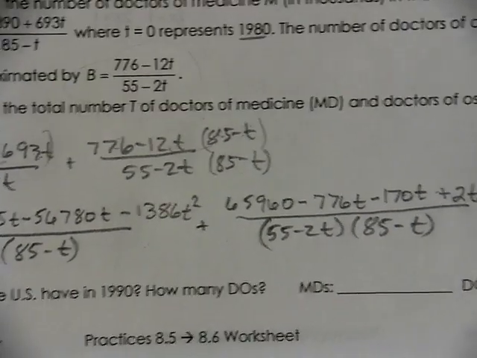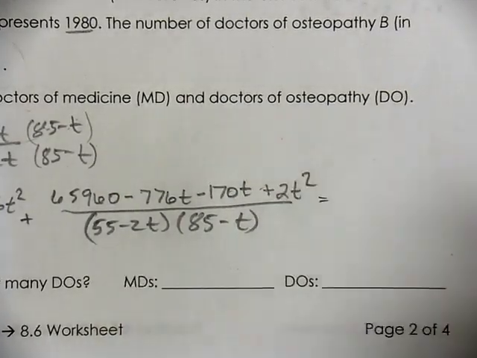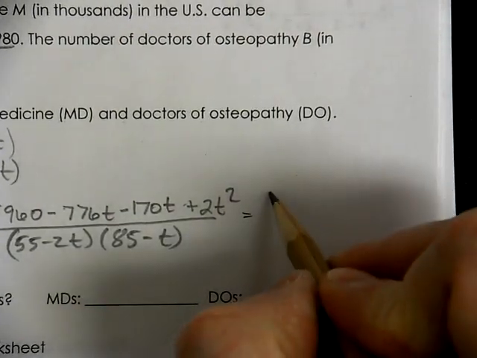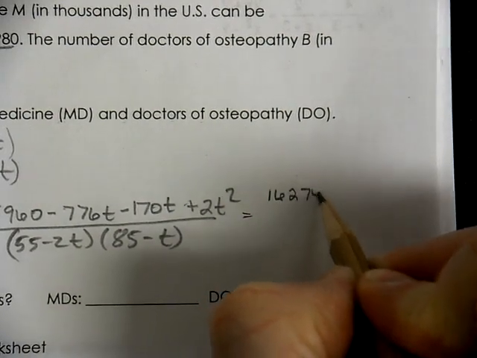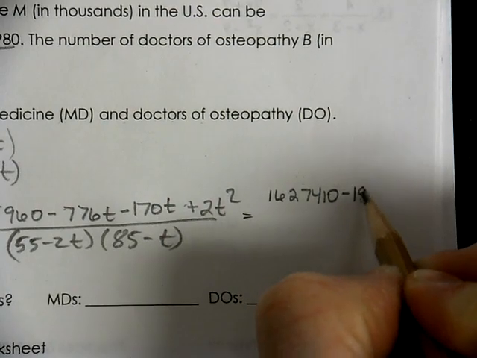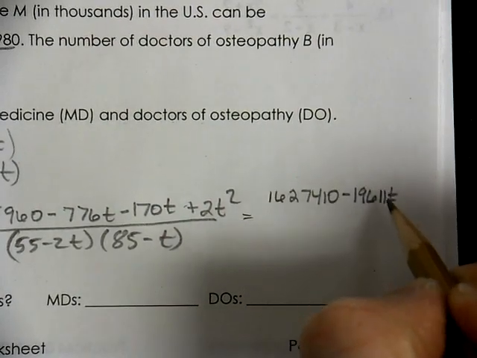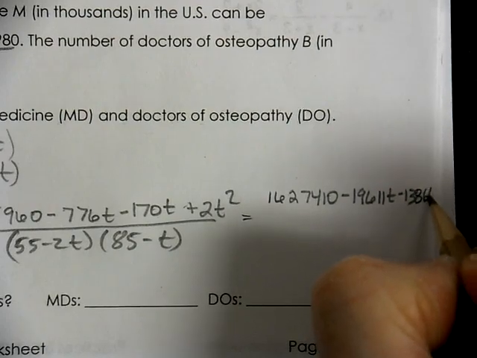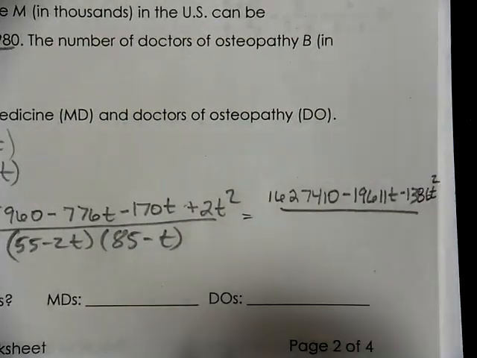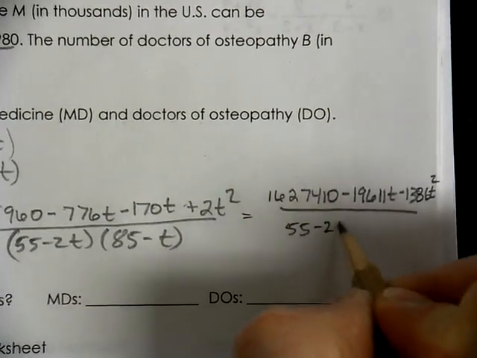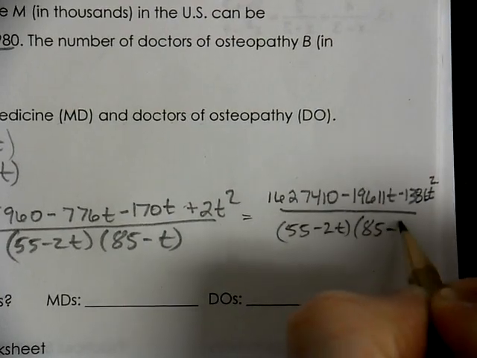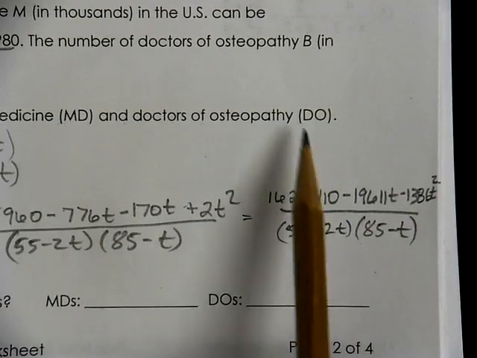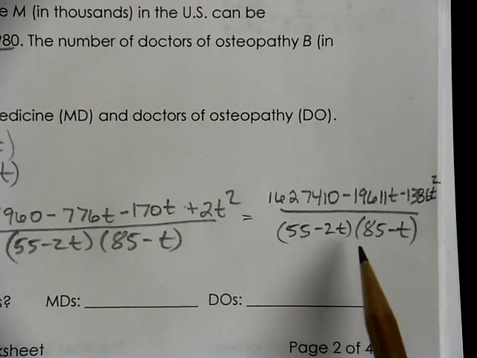When we collect our like terms, we're going to get 1627410 minus 19611t minus 1386t squared. And that's all over our 55 minus 2t over 85 minus t. Quite a problem. So that is our expression of the total number of MDs and DOs. We simplified it by collecting all our like terms.